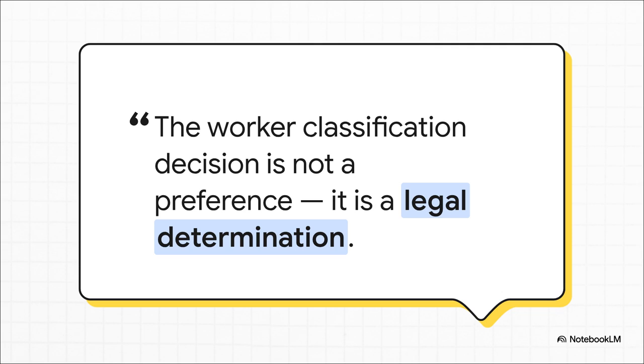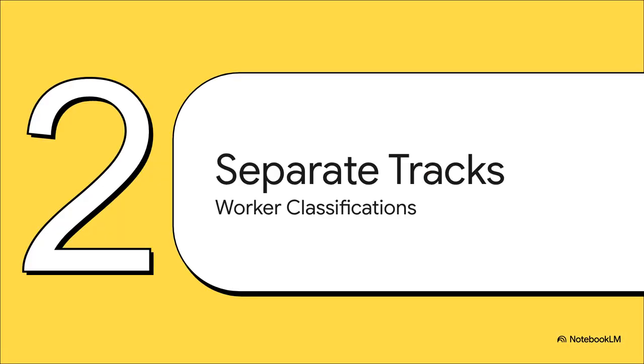I really want you to burn this golden rule into your mind. The worker classification decision is not a preference. It is a legal determination. You cannot just choose to call someone a contractor because it's cheaper or because it's easier. We have to completely shift our risk paradigm away from seeing this as a cost management choice. It's a strict legal standard. Full stop. Moving right along to Part 2, the two separate tracks.